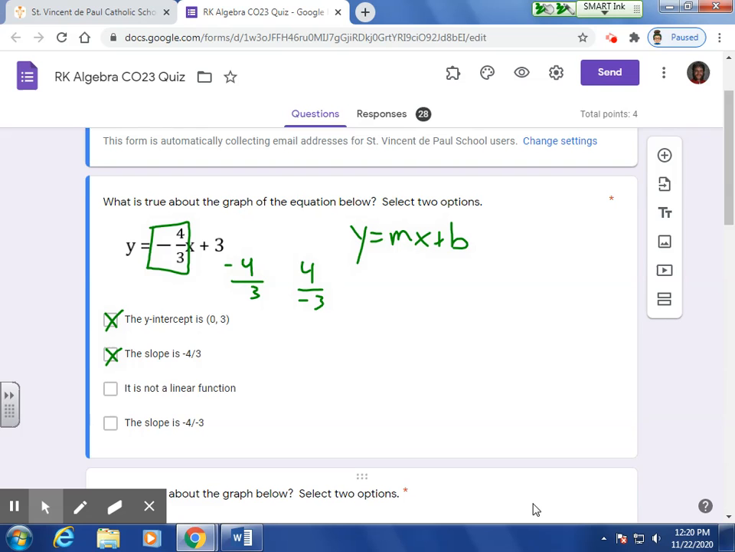It is a linear function because it is written in slope-intercept form, right? That's one of those things that tells us that it is a linear function. And the slope is not -4 over -3. That is not true. If the slope was -4 over -3, well, a negative divided by a negative is a positive, so it would actually be +4/3, which it is not in the equation. So that was the first one. The first two options were what I was looking for.